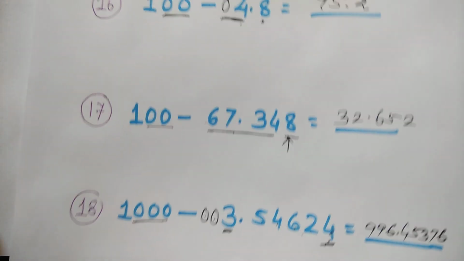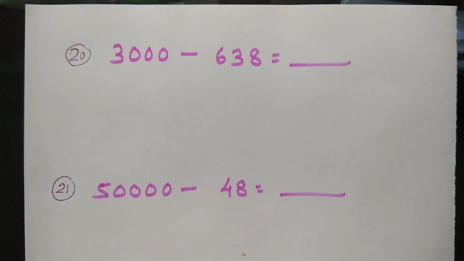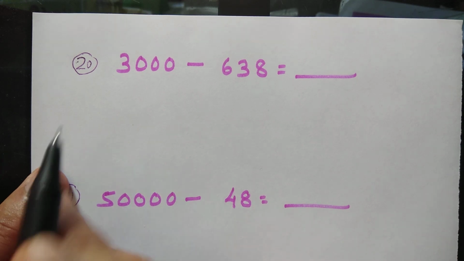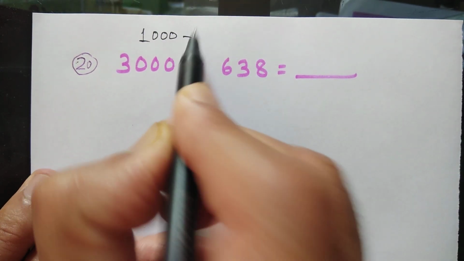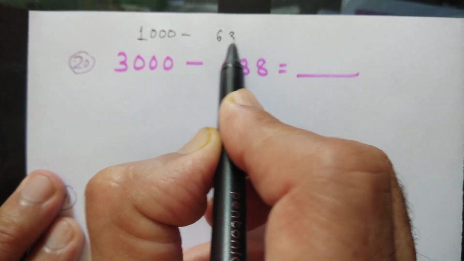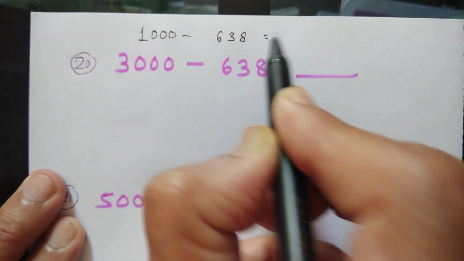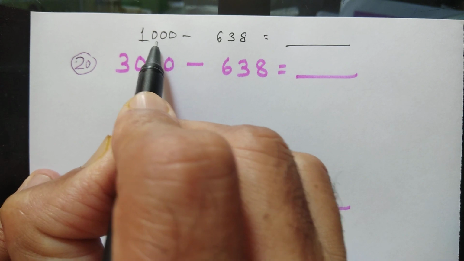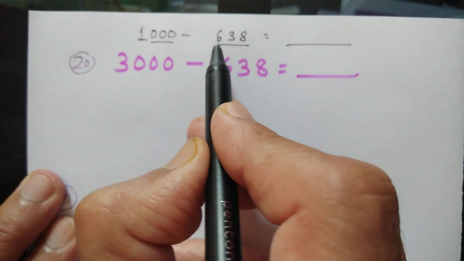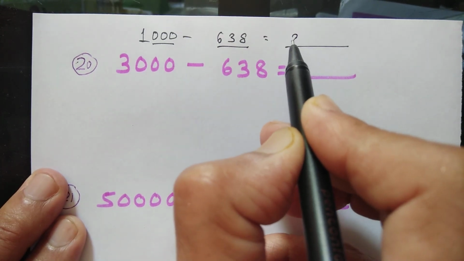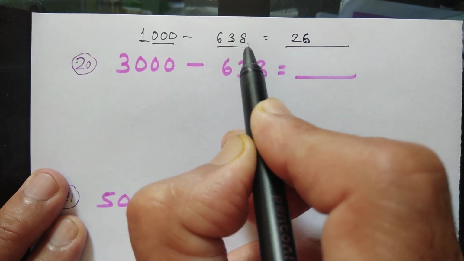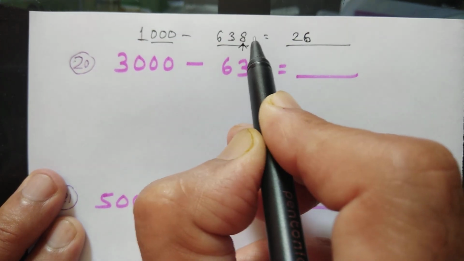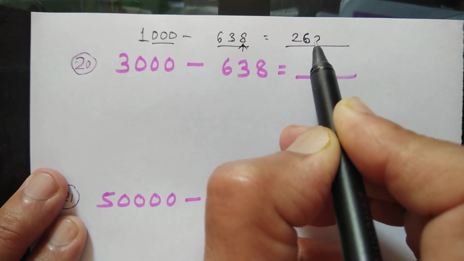Let's study one more example. Suppose here number is 3000. But 1000 minus 638, then our answer will be 3 digit, 6 plus 2, 9, 3 plus 6, 9, and last from 10 means 8 plus 2, 10.